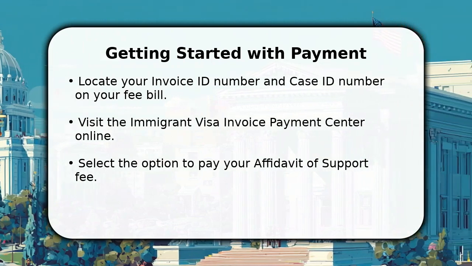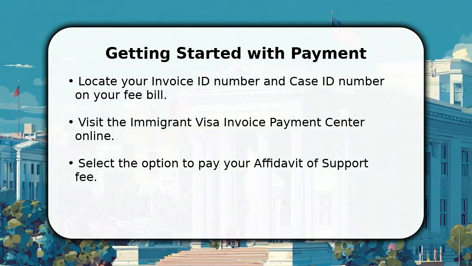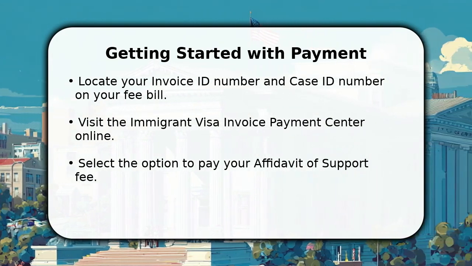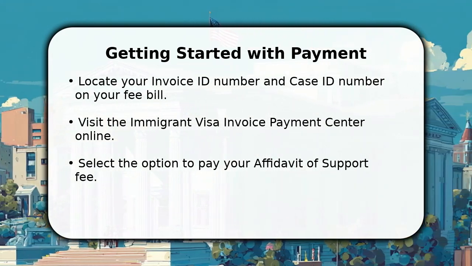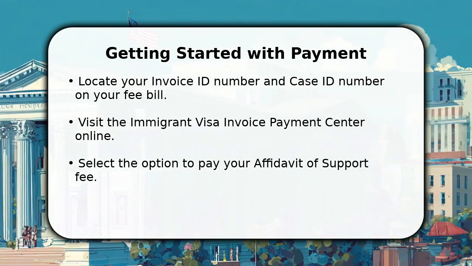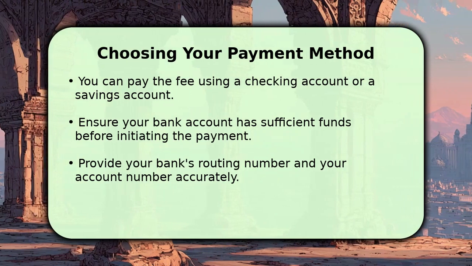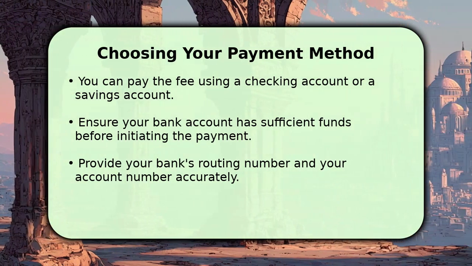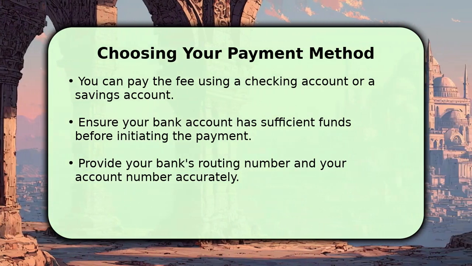Next, you will need to visit the Immigrant Visa Invoice Payment Center online. Once there, carefully select the specific option designated for paying your affidavit of support fee, ensuring a smooth start to the process. You have two convenient options for paying your affidavit of support fee, either directly from a checking account or through a savings account.